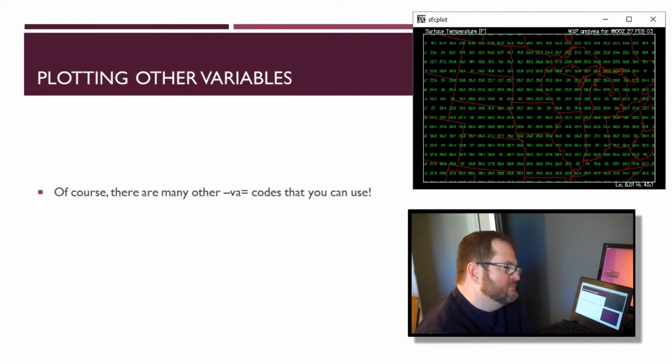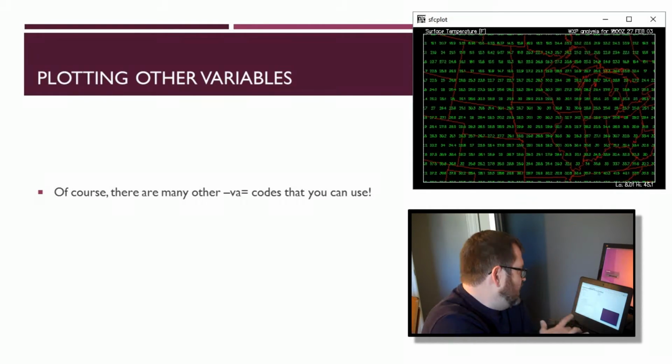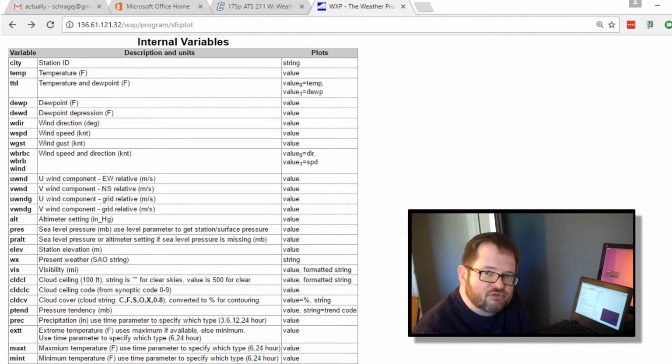Alright. Everything that we've looked at so far was temperature, but obviously we can plot lots of different things depending on what variable you want to plot. Clearly, WXP provides a whole bunch of other codes that can be used with the minus VA equals flag to plot different stuff. And these internal variables that are built into WXP are summarized on a web page that I'm going to be sending you.